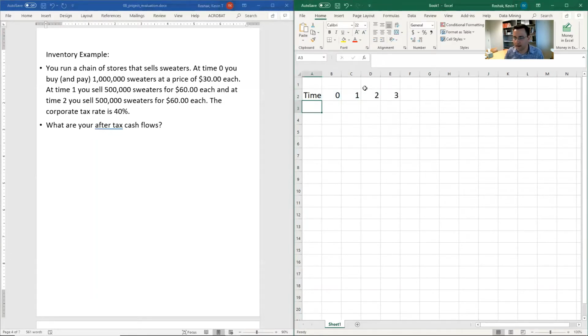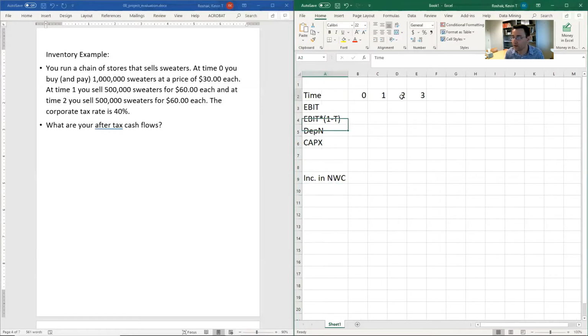Okay, we'll set up the time. We need to have EBIT. EBIT times 1 minus T. Depreciation. We're going to have no depreciation in this case. Sweaters don't depreciate, right? They're short-term assets. Inventory is short-term, so we don't have to worry about depreciating them. CAPX, likewise, we don't have any CAPX. We will need to worry about increases in net working capital. That's the last part of our free cash flow calculation.